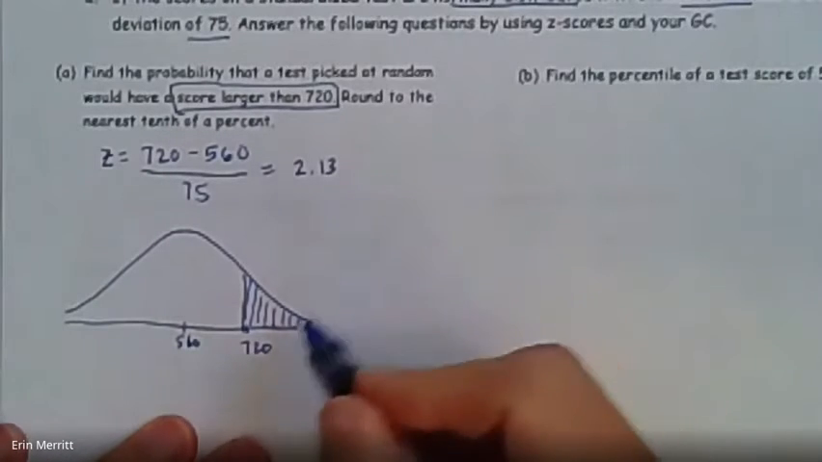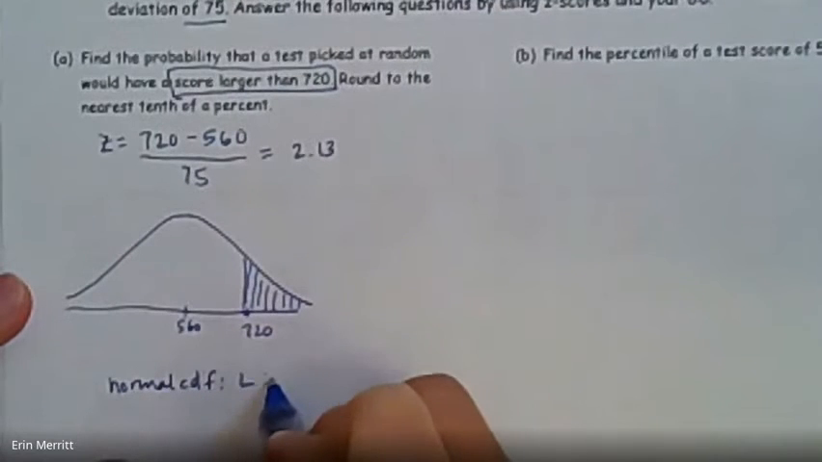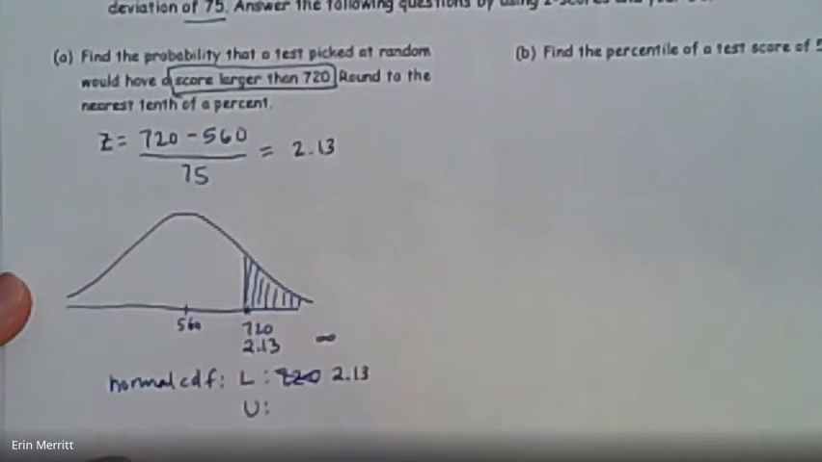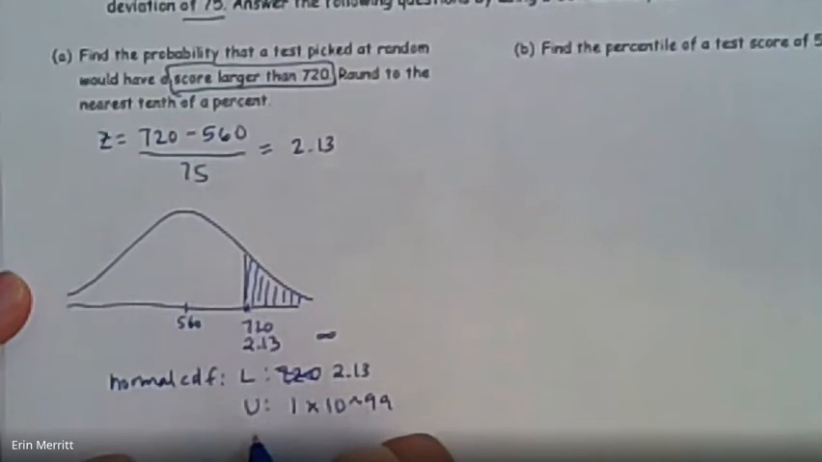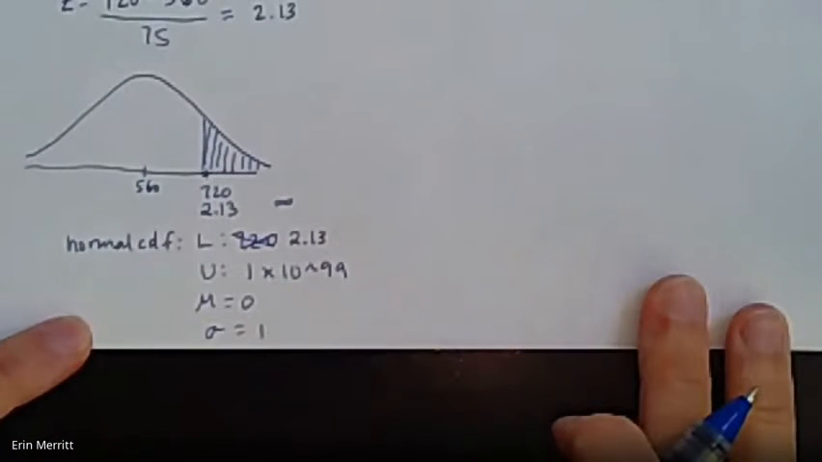So that means that our normal CDF is going to go from 720 up to, brain fart, 2.13 standard deviations above the mean. So right here up to infinity is what I want to see. And so infinity is 1 times 10 to the 99th power, and then mean 0, standard deviation 1. Oops, there we go. Slide so you can see a little bit better.